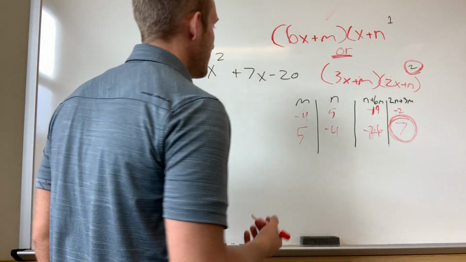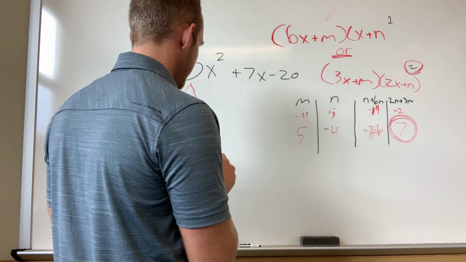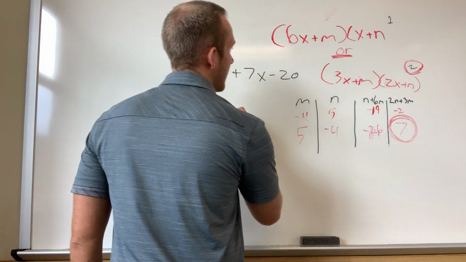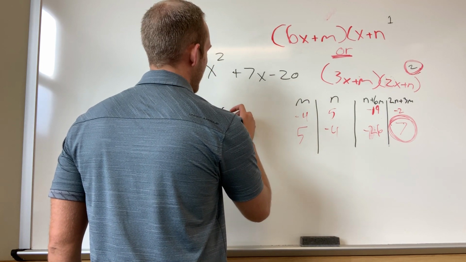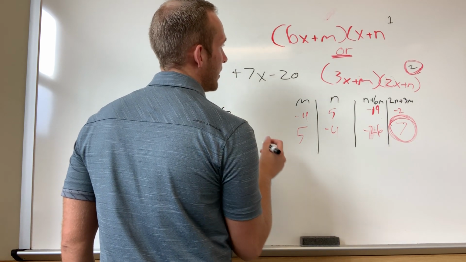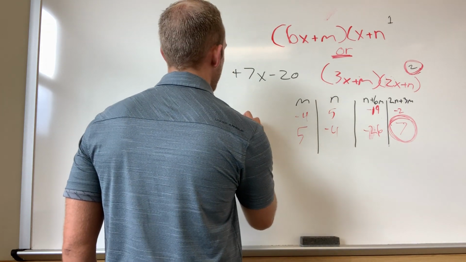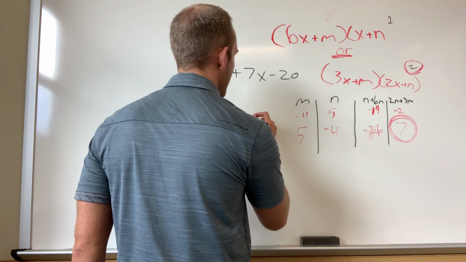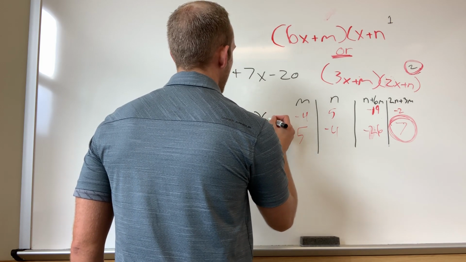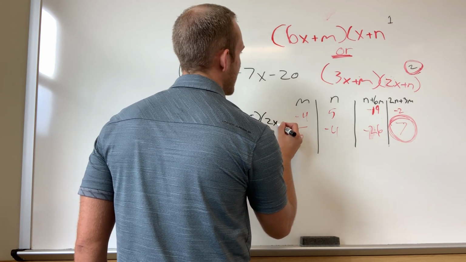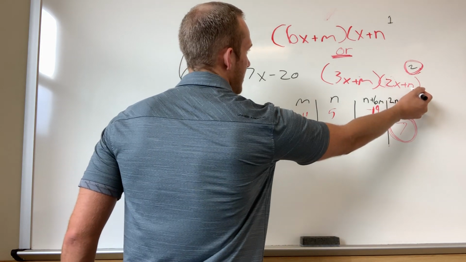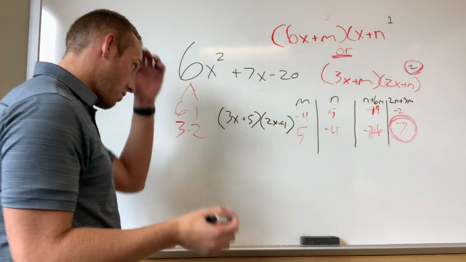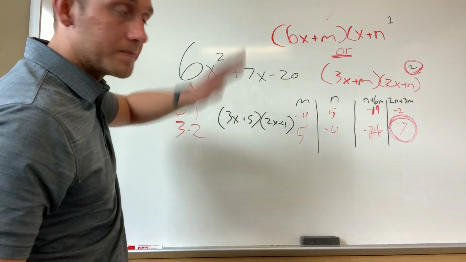Okay, so how do we write this out? Pretty simple. We go 3x, and then the n, which is 5, so plus 5, and then 2x, and then the n, which is -4. All right, sorry, this is all messy again.